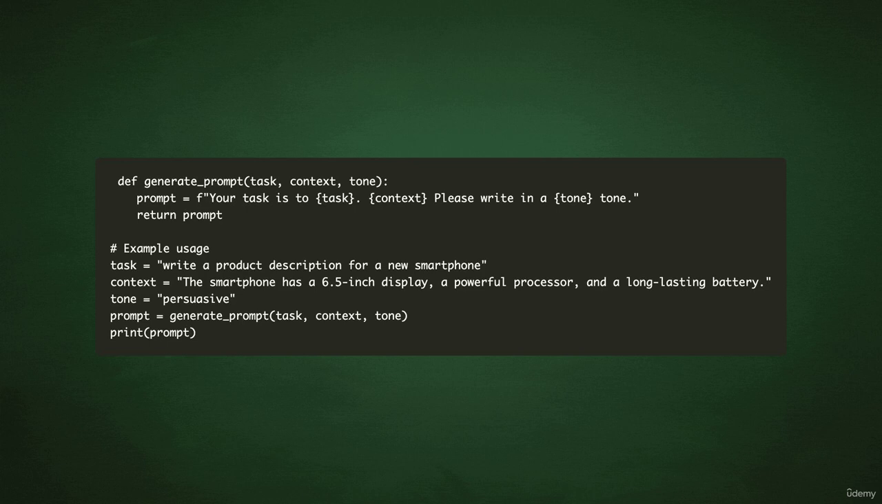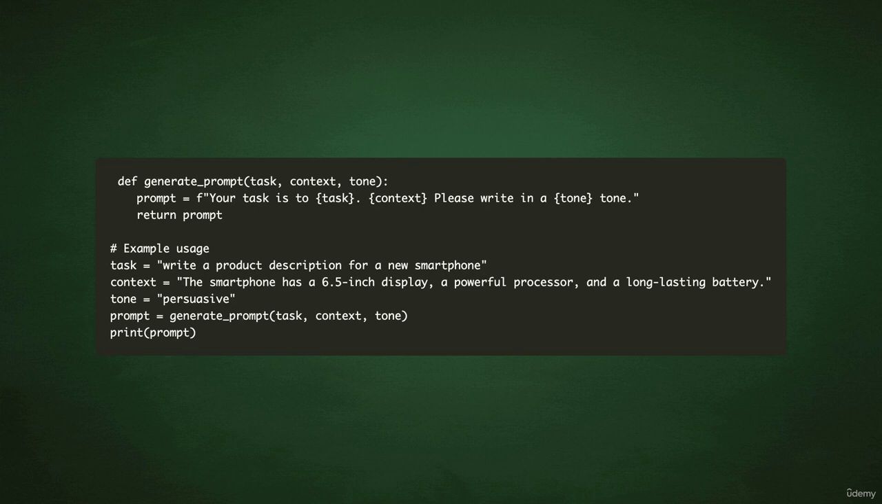def generate_prompt(task, context, tone): prompt = f"Your task is to {task}. {context}. Please write in a {tone} tone." return prompt. Example usage: task = "write a product description for a new smartphone". context = "The smartphone has a 6.5-inch display, a powerful processor, and a long-lasting battery." tone = "persuasive". prompt = generate_prompt(task, context, tone). print(prompt).